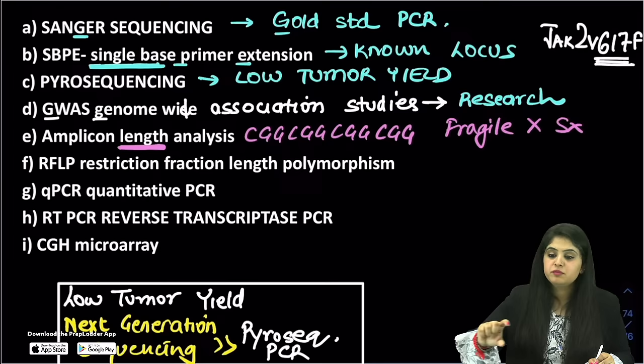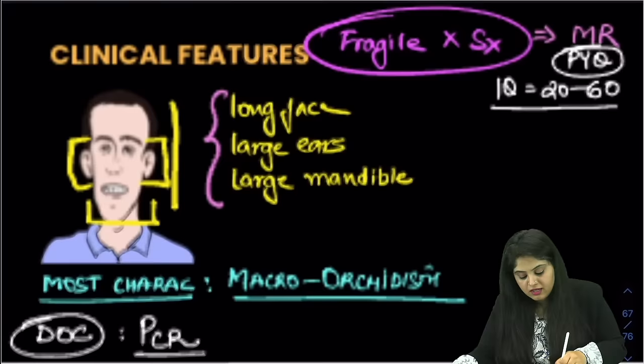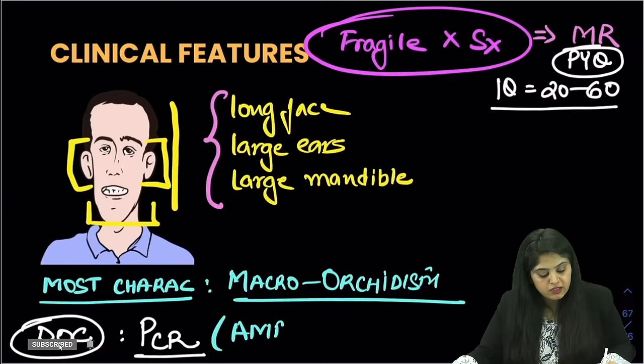do amplicon length analysis. And exactly sometime back, you guys had told me, what was the diagnosis of choice for fragile X syndrome? PCR. Now you can write which kind of PCR. Amplicon length PCR is the diagnosis of choice. I hope it's being correlated well, right?